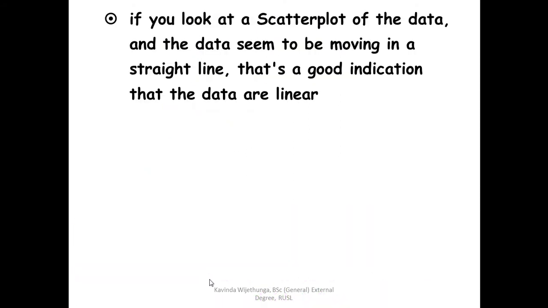If you look at a scatter plot of the data and the data seem to be moving in a straight line, that's a good condition that the data are linear. So you can draw a scatter plot and see whether the relationship between the predictor variable and outcome variable is linear or not.